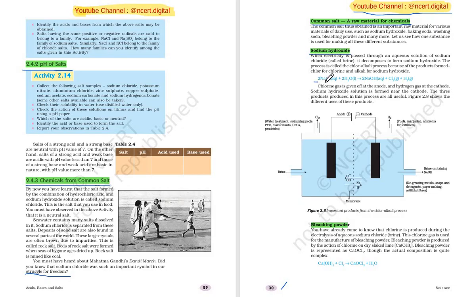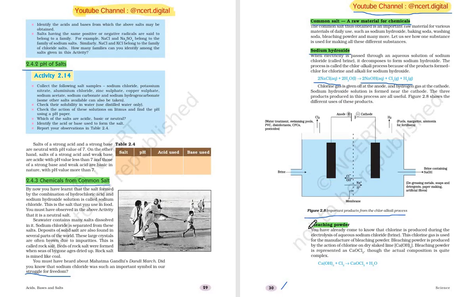2NaCl(aq) + 2H2O(l) → 2NaOH(aq) + Cl2(g) + H2(g). Chlorine gas is given off at the anode, and hydrogen gas at the cathode. Sodium hydroxide solution is formed near the cathode. The three products produced in this process are all useful. Figure 2.8 shows the different uses of these products. Figure 2.8: Important products from the chlor-alkali process.